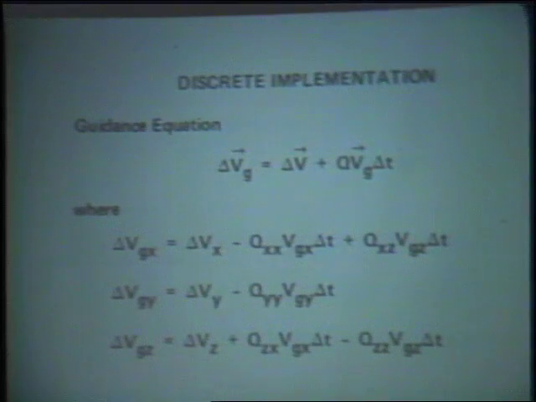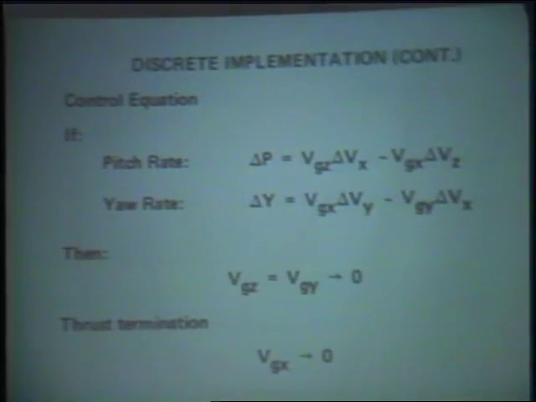We can skip over those rather rapidly, I think. The control equation is still the cross product, but the incremental version of it, you get an output of increments of pitch and increments of yaw. And again, when the VGs go to 0, the thrust is terminated.